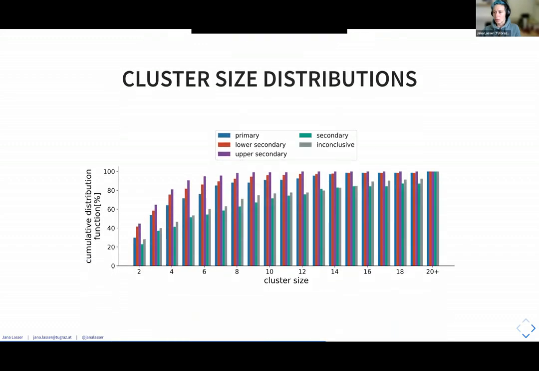All right, from this we can work out the cluster size distributions for the different school types. We can see that for primary, lower secondary, and upper secondary schools, cluster sizes are on average smaller, whereas for secondary schools and also this inconclusive share of the clusters, we get comparatively much larger outbreaks. And this distribution of cluster sizes is actually one of the two main things we're going to calibrate our model to reproduce.